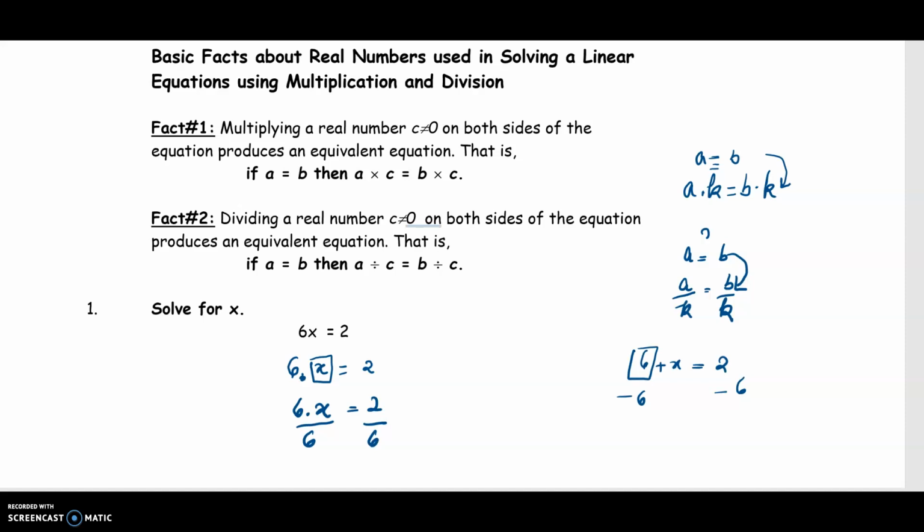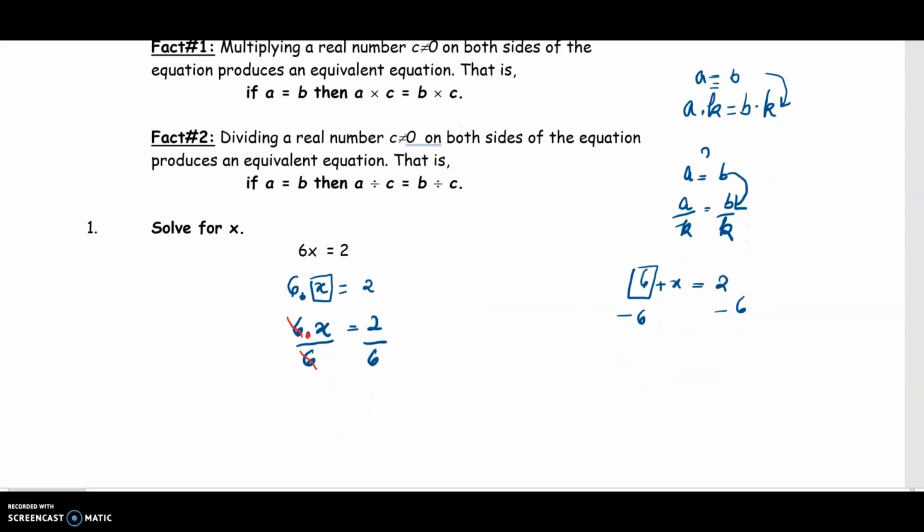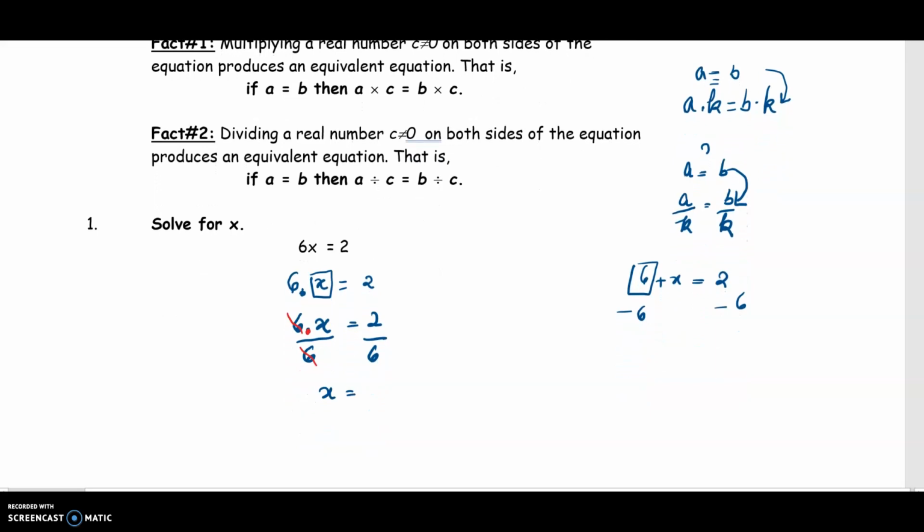So if I divide 6x by 6, I can cancel the common factors because each is a factor, because this is multiplication. And finally, I get x equals 2 over 6. I can simplify 2 over 6. So 2 is 2 times 1. I break it down into prime factors. 6 is 2 times 3. Now same thing again, I cancel common factors and I get x equals 1/3.